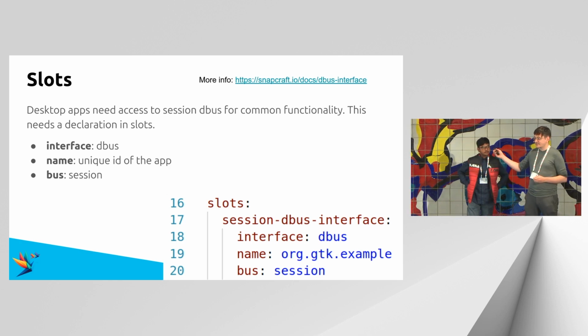So it's very simple functionality, and most applications will need this if they're using GTK, because GTK uses it so that if you run multiple instances of the same application, then your application will know that. And so then your application can start a new window inside of an existing application if it already exists. And that's why it needs this session dbus interface.